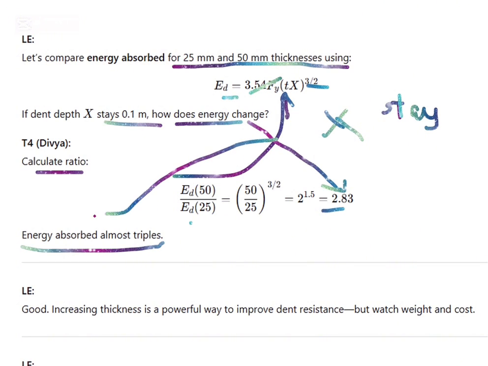If t doubles, energy absorbed almost triples, with X, the dent depth, staying at 0.1 meter. So increasing the thickness is a powerful way to improve dent resistance. But watch weight and cost.